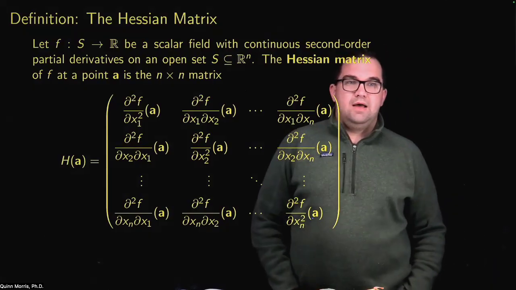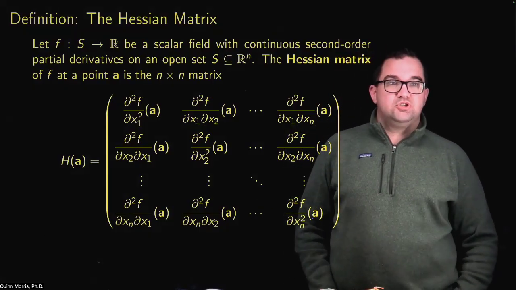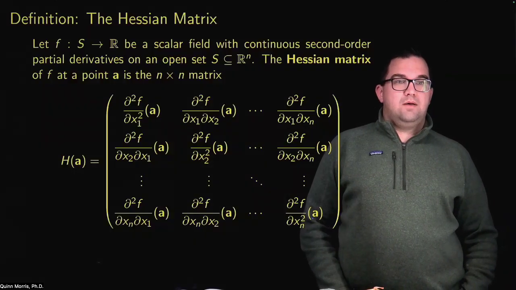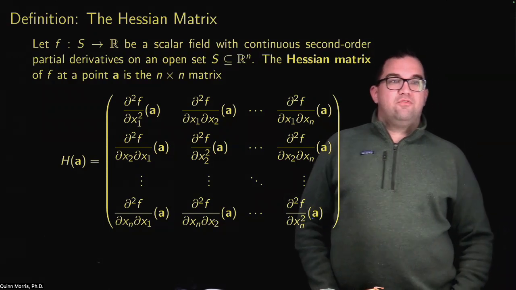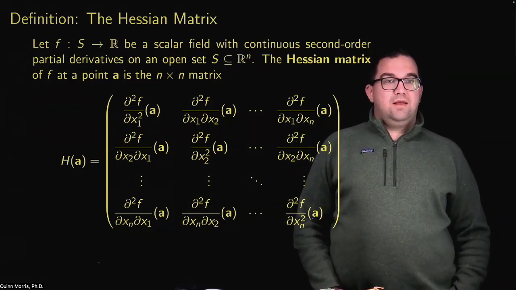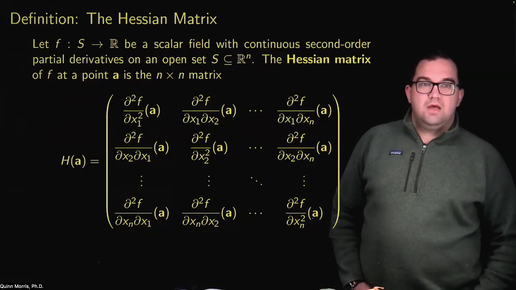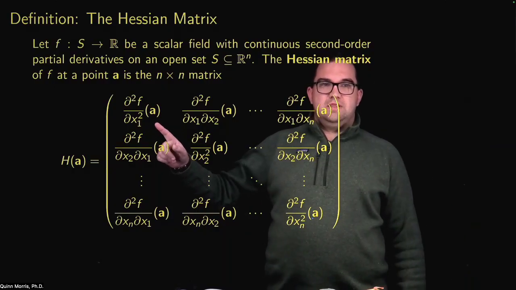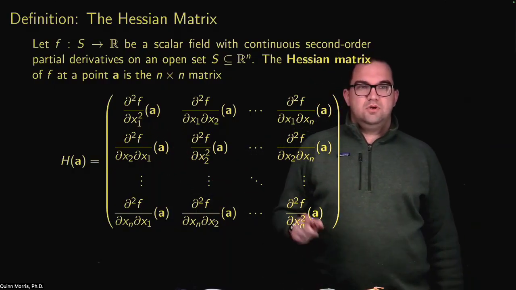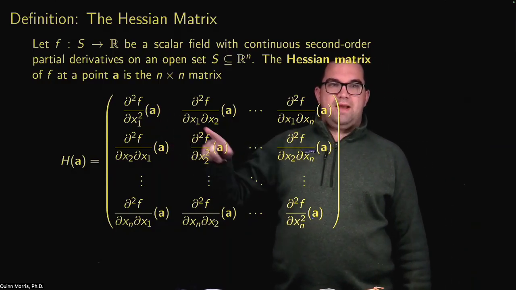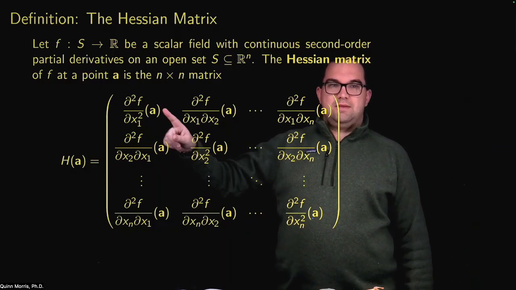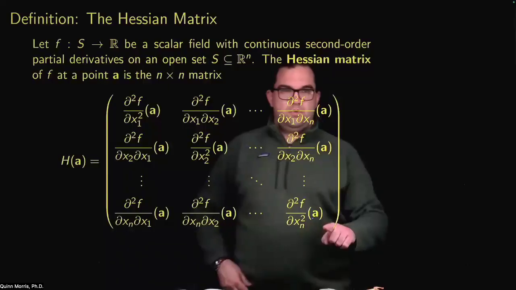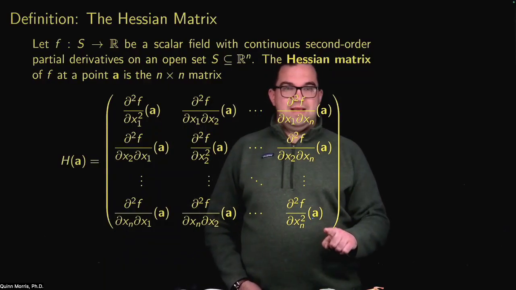Okay, so if f is a scalar field, and let's just go ahead and assume that it has continuous second order partial derivatives on some open set S, then we can define this Hessian matrix at a point A in the set S as the n by n matrix where the entries along the diagonal are just the second partial derivatives with respect to each of the variables. So this is the second partial derivative with respect to x1, second partial derivative with respect to x2, and so on until we get to the second partial derivative with respect to xn.